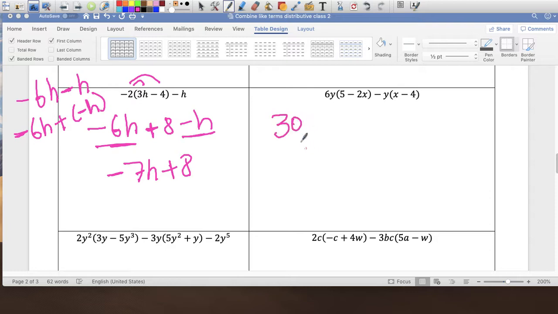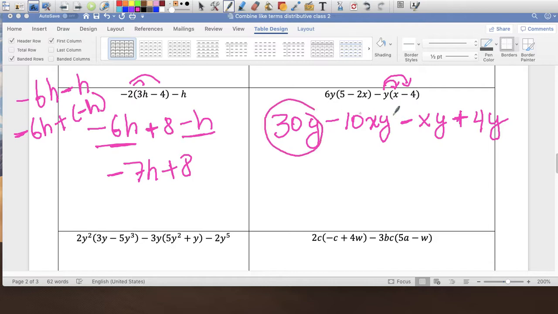30y minus 10xy, because you do it in alphabetical order, right? Not yx, xy. Minus, and then again, this is a minus times a positive, and negative times a negative. So next two, you're going to get negative xy. And then negative times a negative is going to give positive, plus y times 4. It's not y4, but it's 4y. Coefficient comes first. I can combine this one with this one at the end. That one is easy. It's 30y plus 4y is 34y.